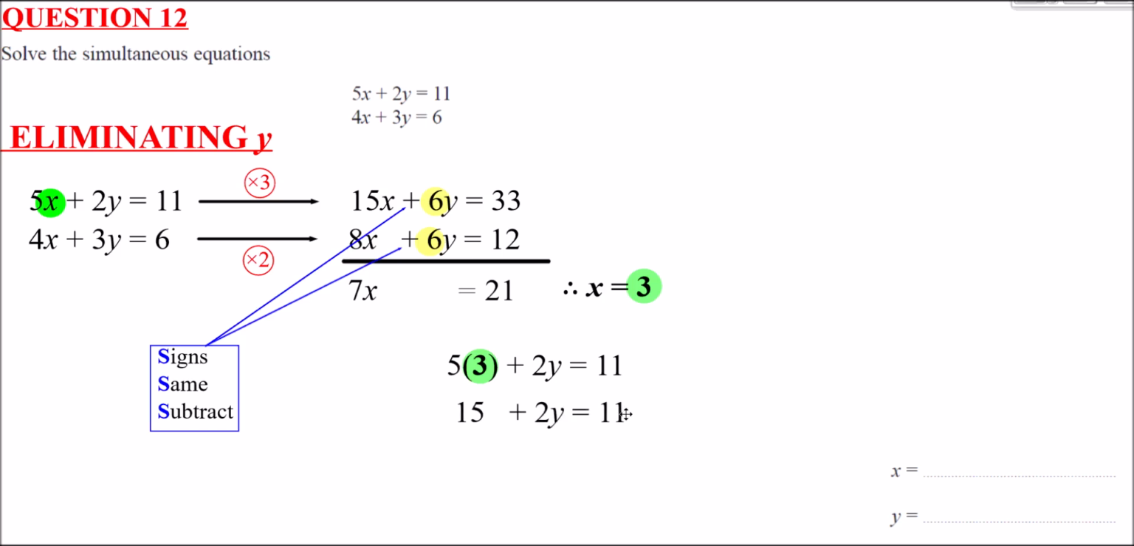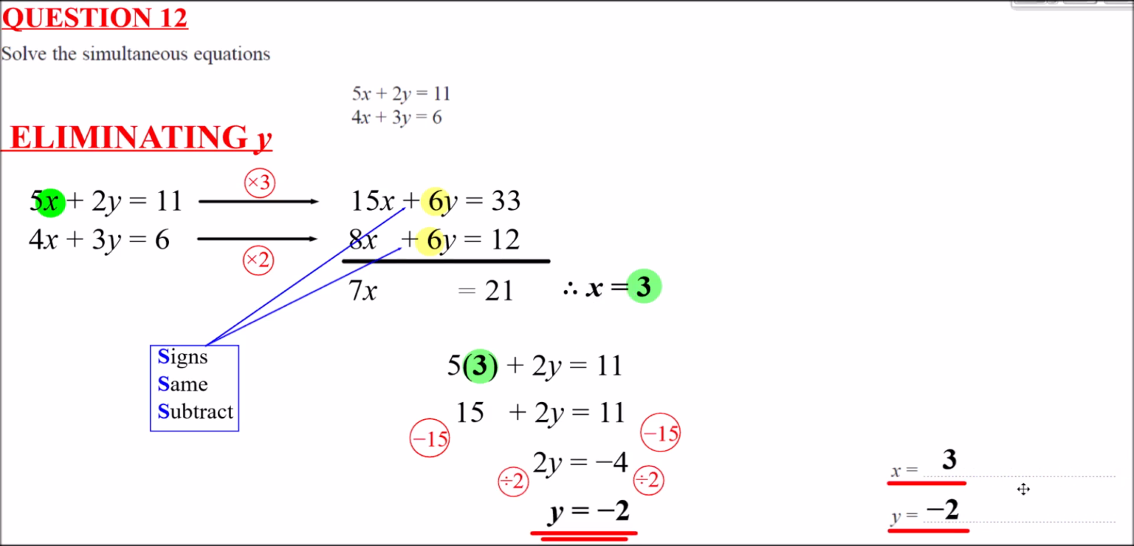I need to solve it. To get y on its own, I could subtract 15 from both sides. So 15 take 15 will give me just 2y over here. On the right hand side, 11 minus 15 will give me minus 4. So 2y is minus 4, therefore divide both sides by 2, y must be negative 2. Therefore the full solution is x is 3 and y is minus 2.